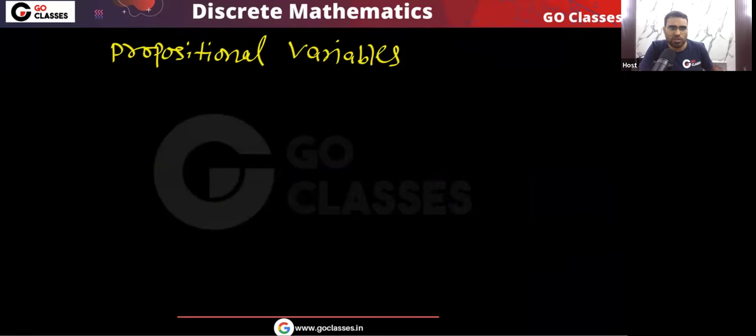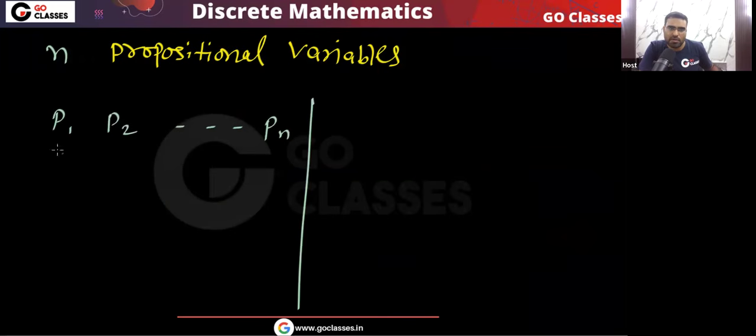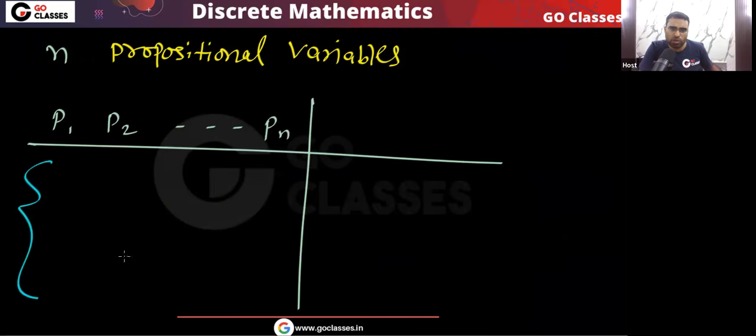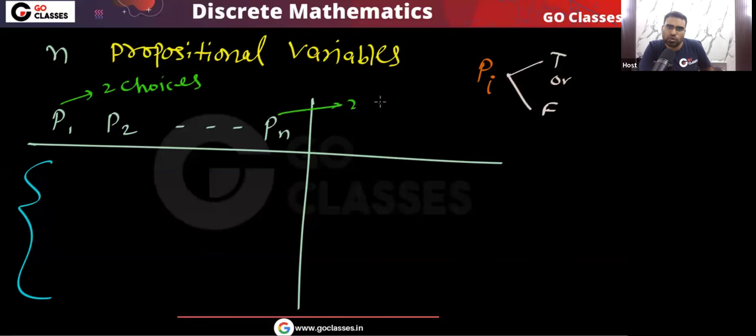Now, if you have n propositional variables, then what will happen? You have n propositional variables like P1, P2, and so on, Pn. Now, in this case, how many rows will be there? Very simple point. Every variable has two choices. Whichever variable you take, Pi, that has two choices. Either it will be true or it will be false. So there are two choices for every variable.